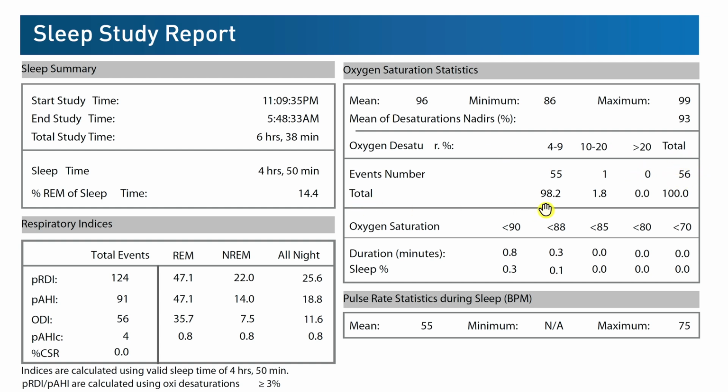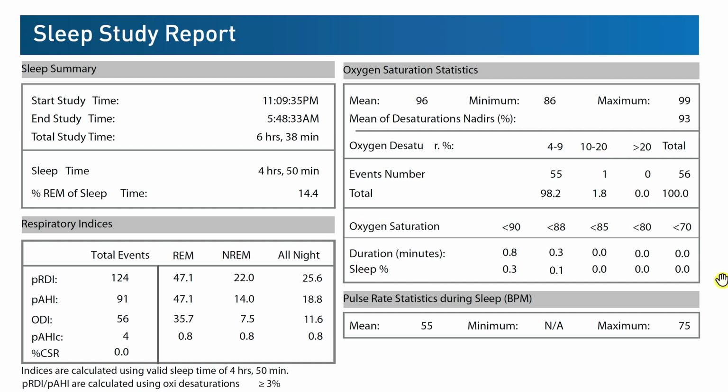And this is just telling you what percentage this range of drops represents of all the drops. So in other words, 98.2% of all the oxygen desaturation drops were within the 4 to 9%. And only 1.8% were between 10 and 20, and then of course 0% of them were over 20.